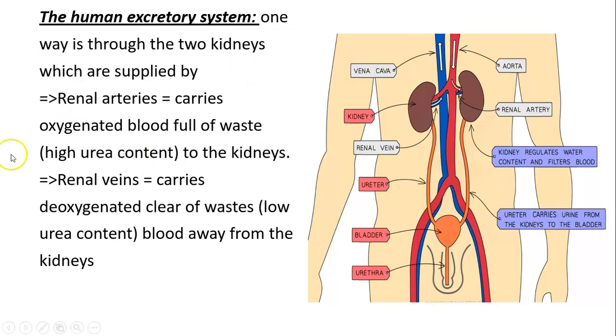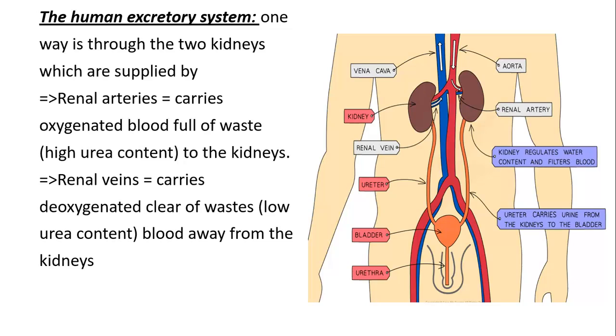So we have two kidneys that are supplied with blood through the renal arteries. So renal arteries, they carry oxygenated blood, but this oxygenated blood is high in urea content, because in the kidneys, the urea will be filtered to make our urine. So after it gets filtered, they gather again into the renal veins. Now it is deoxygenated blood, but it's free of urea.